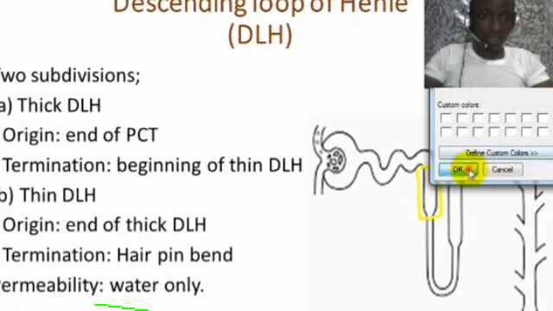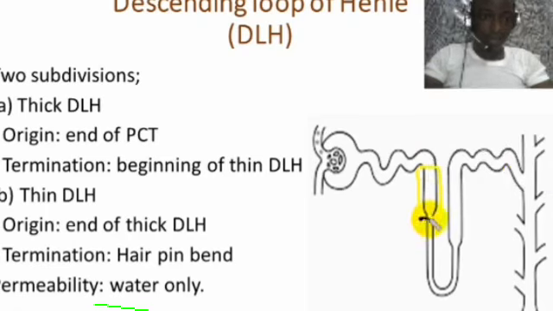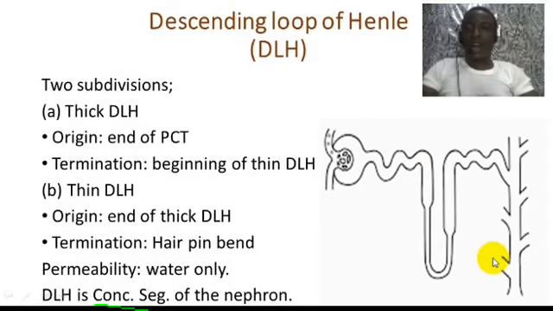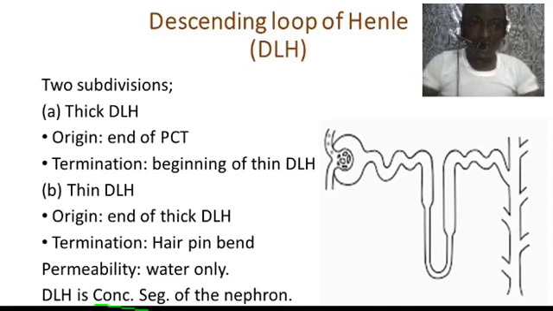Okay, while from here down to this part forms the thin descending loop of Henle. Fantastic. All right, the descending loop of Henle is known as the concentrating segment of the nephron. We shall explain this better when we get to urine concentration, so keep an eye out for that lecture.